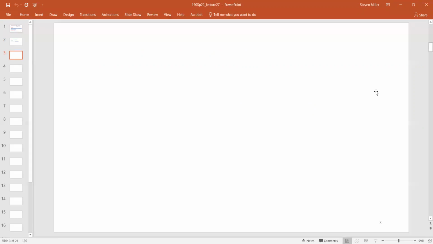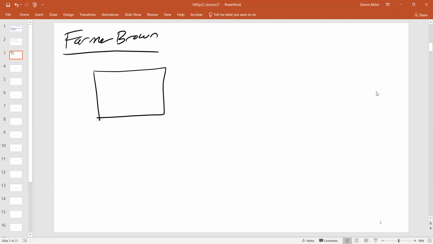So did we do the Farmer Brown problem? Farmer Brown loves rectangles and will not consider any other pen to hold his cows. Okay, so this is Farmer Brown. And this is actually worth checking a little bit. So Farmer Brown will only consider a rectangular pen to enclose his cows, and he wants the maximum possible area.